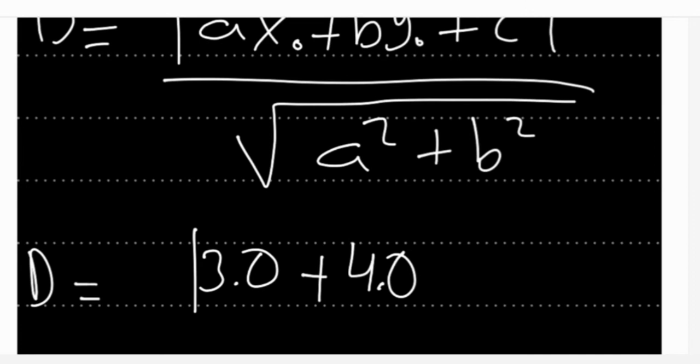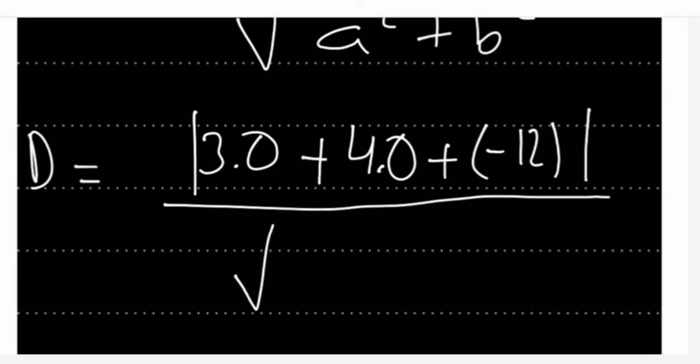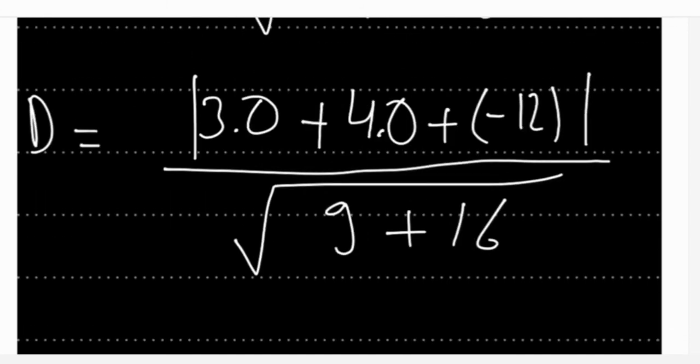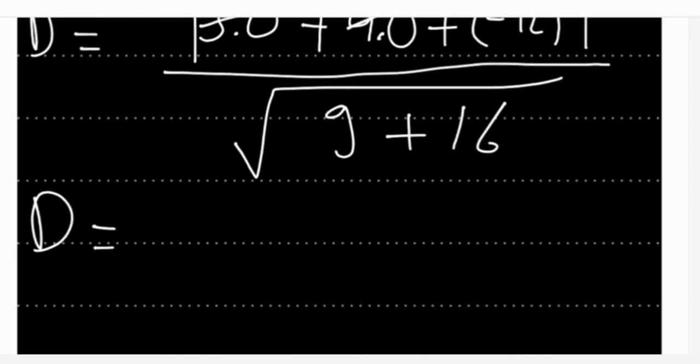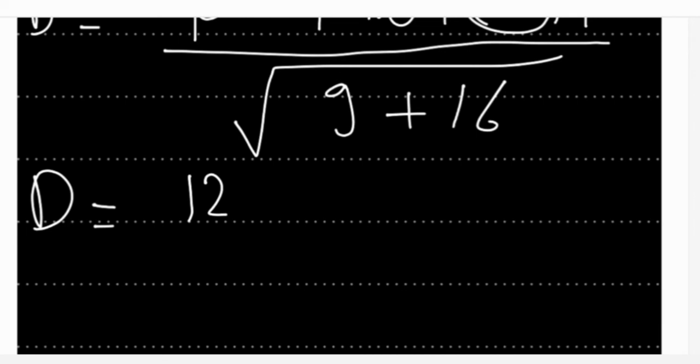4 multiplied by 0 plus minus 12, in a modulus, because it's the distance, so we only want the modulus. So a squared is 3 squared, which is 9, plus 4 squared, which is 16. So 3 multiplied by 0 is 0, 4 multiplied by 0 is 0, so the distance is equal to minus 12, but it's in modulus, so we only want the 12. So the distance is 12 divided by the square root of 16 plus 9, which is 25, and the square root is 5.